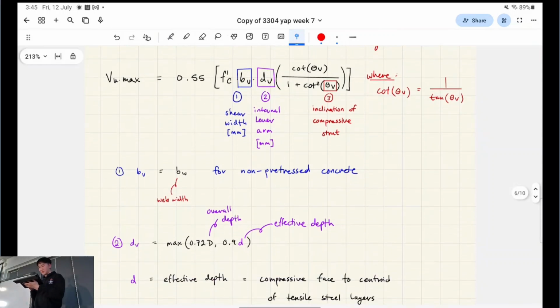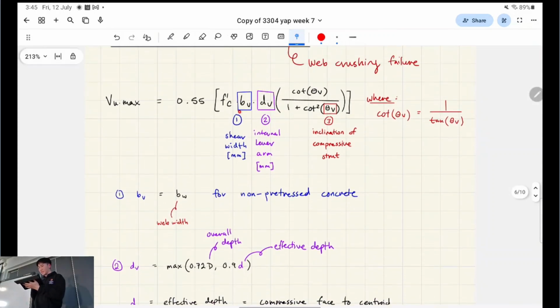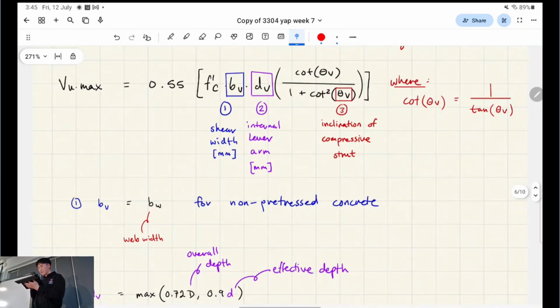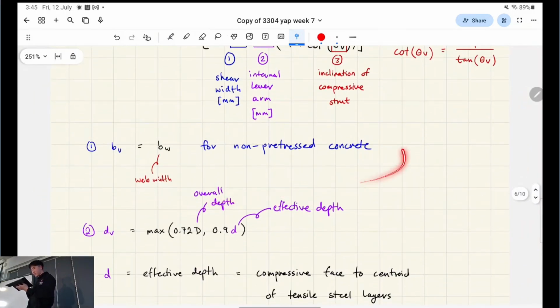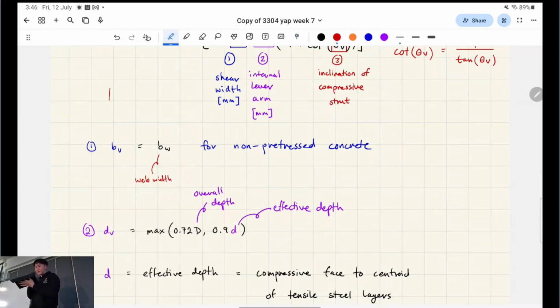And yeah, so this is plug and play. First, I tell you the order you calculate it because some of these formulas are dependent. I believe, in particular, theta v is dependent on 1 and 2. So 3 is dependent on 1 and 2. So we do 1 and 2 first, right? 1 is the easiest to do. So again, for non-prestressed concrete, which is everything in this course, we do bv equal to the web width, right? So if we have a T-beam, that's the web width, right?